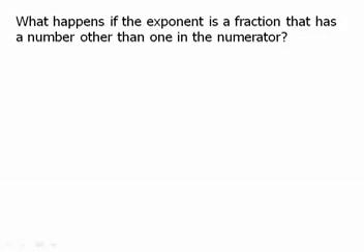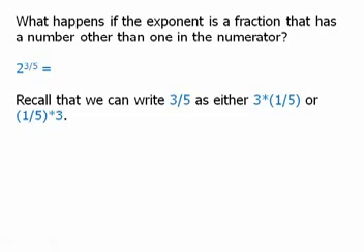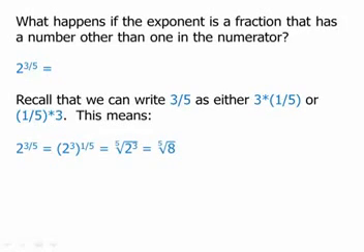What happens if the exponent is a fraction that has a number other than 1 in the numerator? So far, we've been looking only at fractions that have 1 in the numerator. What would happen if we had something like 2 to the 3/5? Well, remember, we can write 3/5 as either 3 times 1/5 or 1/5 times 3. We can write the product either way, and this has implications for the laws of exponents. I can write it as 3 times 1/5, have the power of 3 inside, and have the 1/5 outside, and so that would be the 5th root of 2 cubed, or the 5th root of 8.